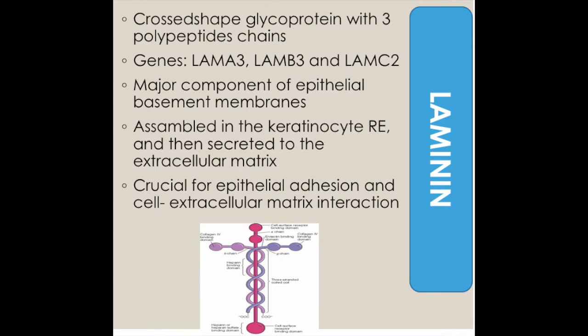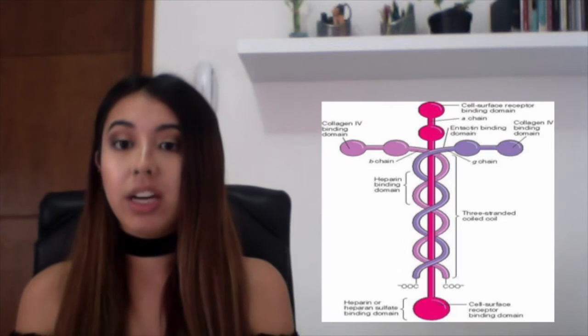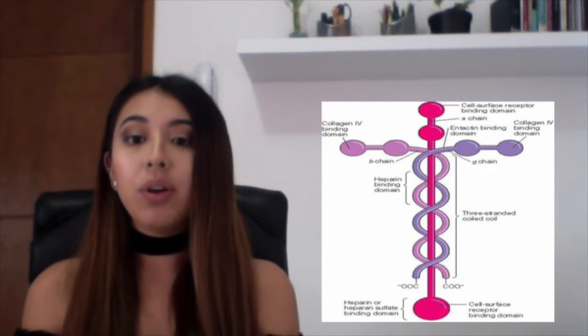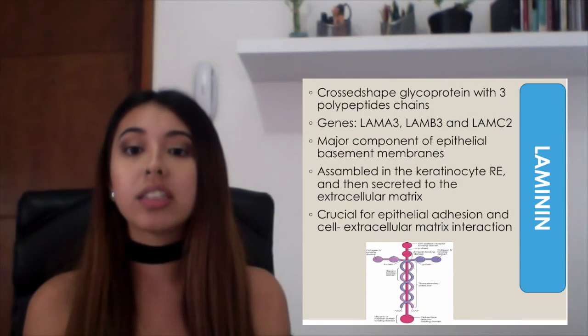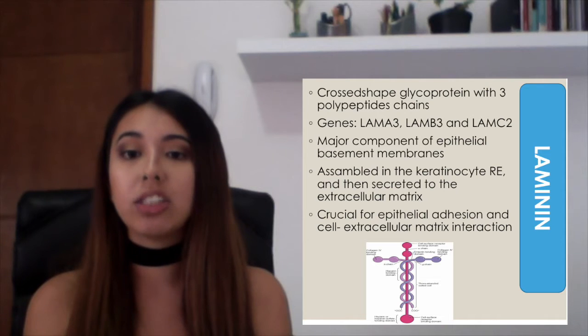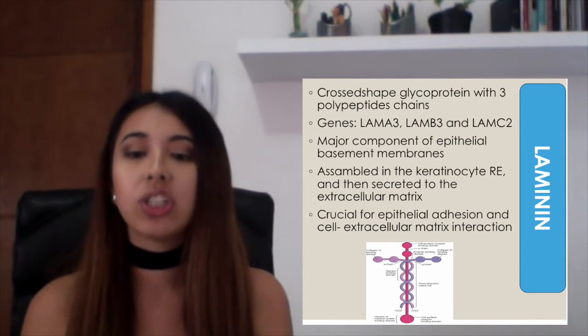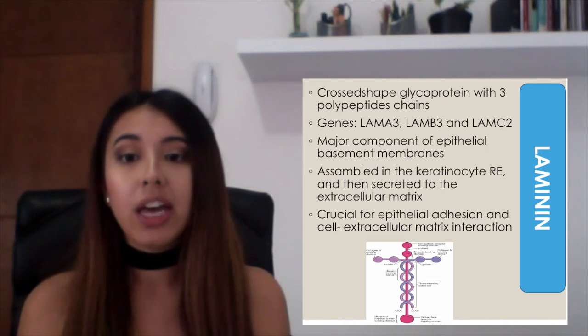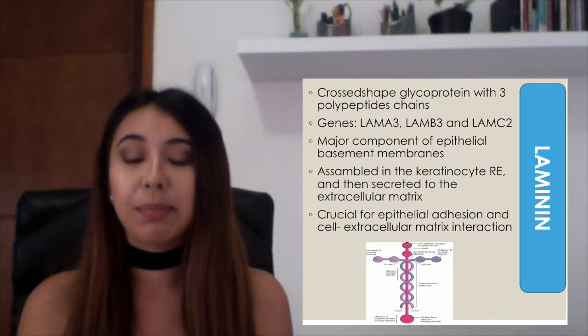On the other hand, laminin is a cross-shaped glycoprotein, which consists of 3 different polypeptide chains. It is encoded by the genes LAMA3, LAMB3, and LAMC2. Laminin is assembled in the keratinocytes in the endoplasmic reticulum and then secreted to the extracellular matrix, where it has a really important function as a major component of the epithelial basement membrane.